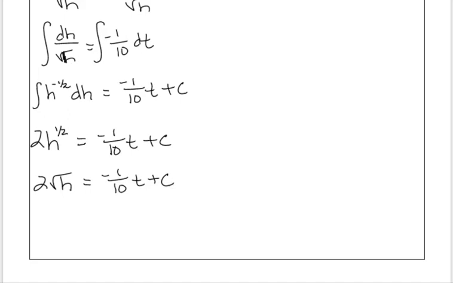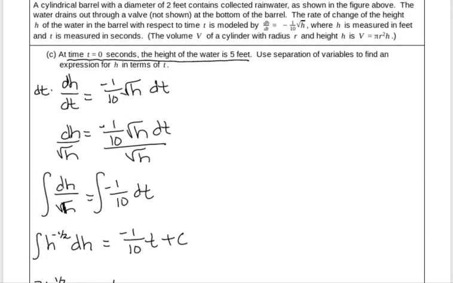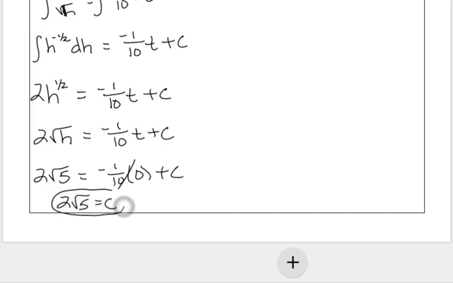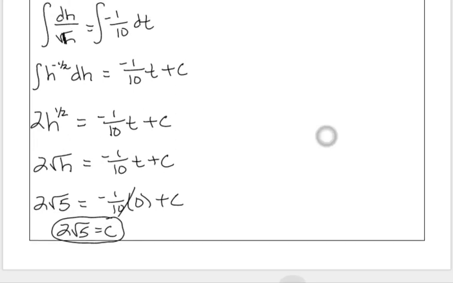So now that I've done the antiderivative on both sides, I need to be able to solve for c. So I need my initial condition. Well, we were given at time t equals 0, the height of the water is 5 feet. So that means I can plug in a 5 for the h, and I can plug in a 0 for t. And so obviously that cancels. And we get 2 root 5 is equal to c. Now we have to solve for h. So I'm going to go back up here. I'm going to do 2 times the square root of h is equal to negative 1/10 t plus 2 root 5.